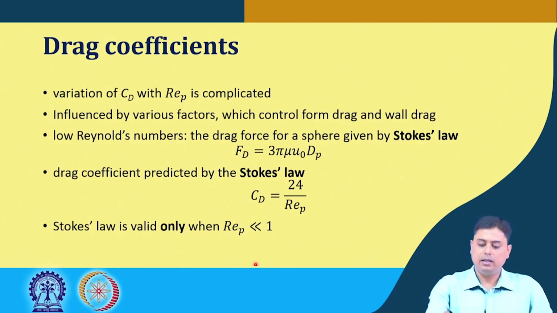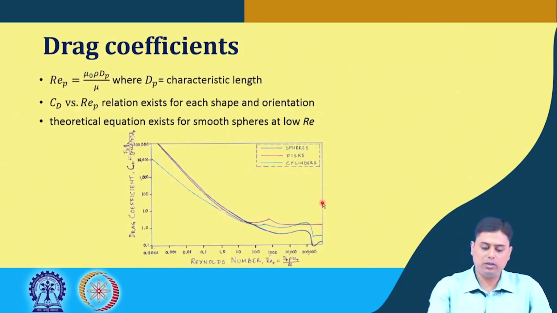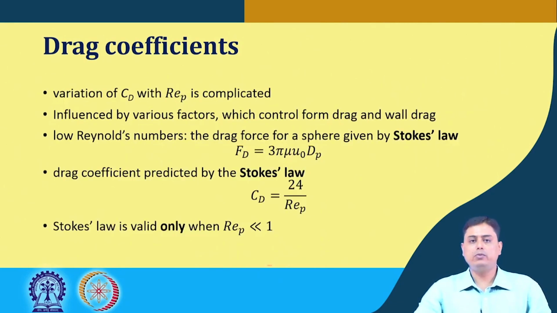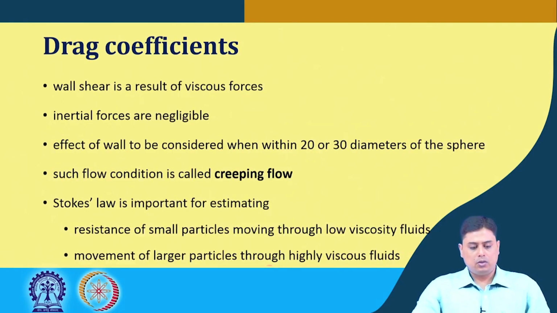Now if we go back to this graph, we can see that below 1 these two relations, FD and CD, can possibly be used, but beyond 1 Stokes' law is typically not applicable and gives a different value, which will create design problems for your case. So let us see what happens with wall shear in such cases.